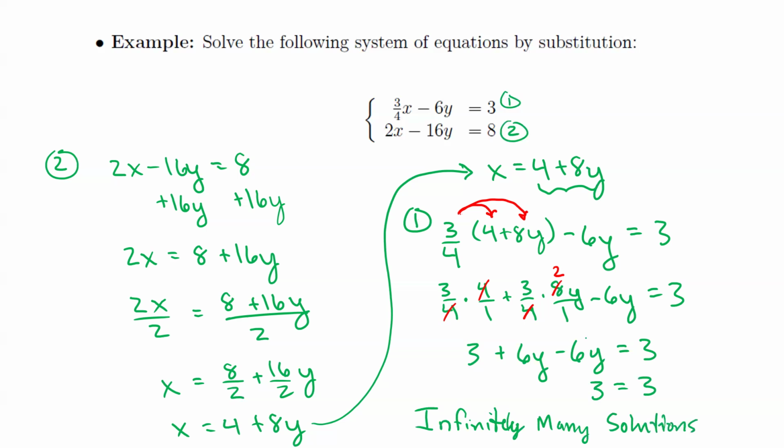Okay? The fact that the y's go away means you can make this equation true if you let y be 0, if you let y be 1, if you let y be 203. Okay? It leads to a true statement that's always true no matter what y is, so there must be infinitely many solutions.